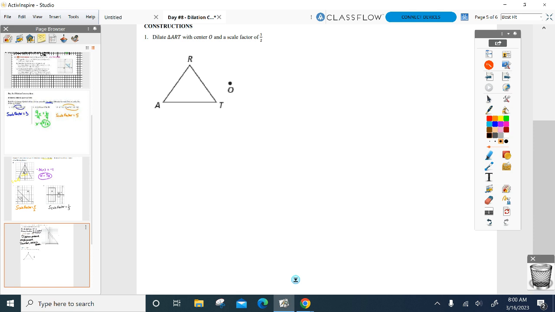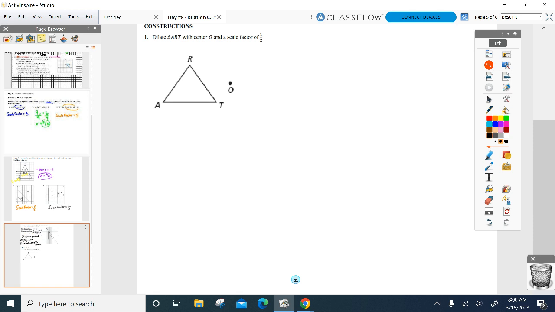All right, let's talk first before we start just throwing down compass marks. Is ART going to get smaller or bigger? Smaller. Dilation's 1/2. Are points A, R, and T going to get further away from O or closer to O? Closer. Everyone agrees. A, R, and T should be getting closer to O because the scale factor is 1/2, meaning the triangle is going to get smaller. How much closer are they going to get to O? Halfway.